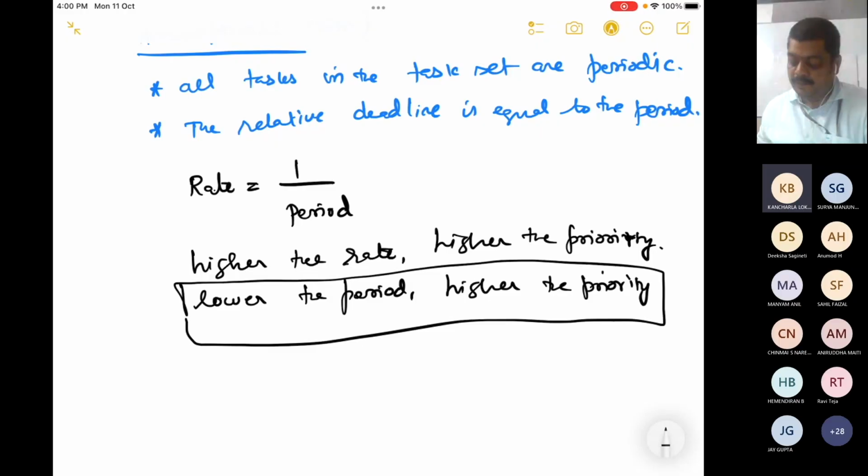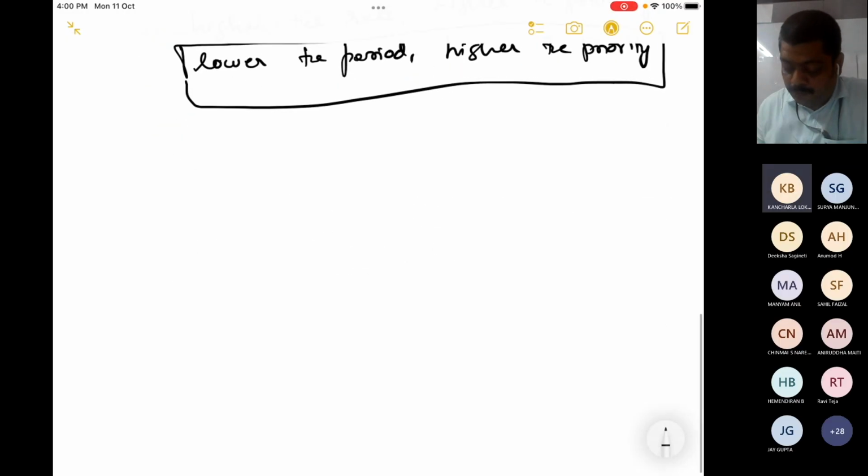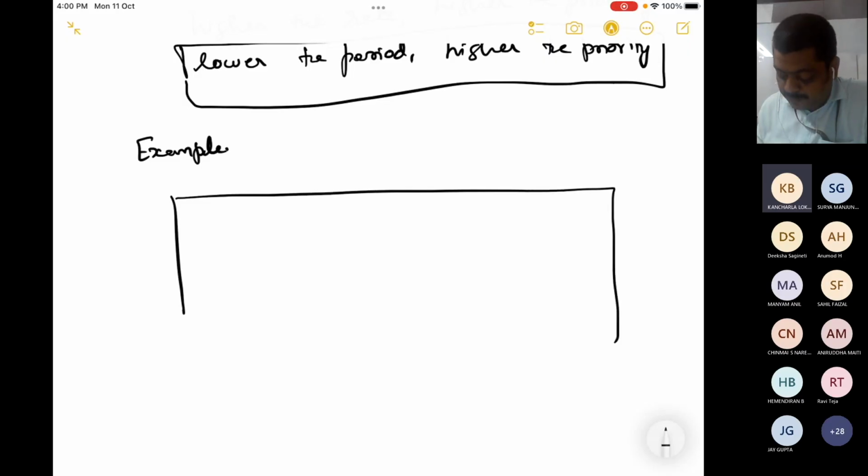Okay. Now we will go with one problem, one example. An example. Okay, so I have a 3 task set.